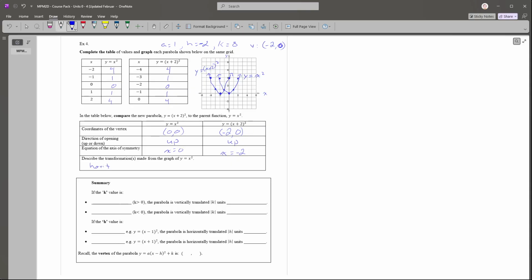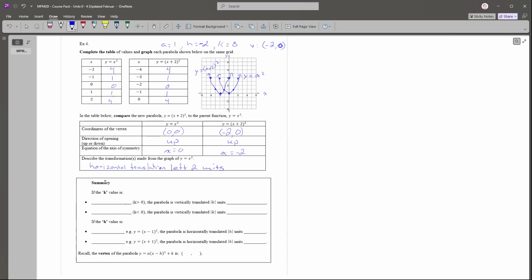So horizontal translation. Which direction did it go? It went left. How many units did it go? It went 2 units. Horizontal translation, 2 units. Okay? Again, you could have written that as horizontal translation, 2 units left. I don't really care as long as it's clear.